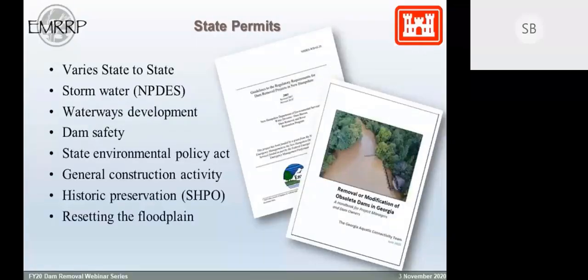Each state and local government can have different permitting requirements, and of course that process can be rather expensive and time-consuming. Permits may be required relating to a number of things listed here, such as waterway development, dam safety, or restoring the floodplain. Some states have published guidelines that can help navigate this regulatory process. Some states require individual applications for each individual permit, whereas other states offer a joint permit application package. So that can be useful also.